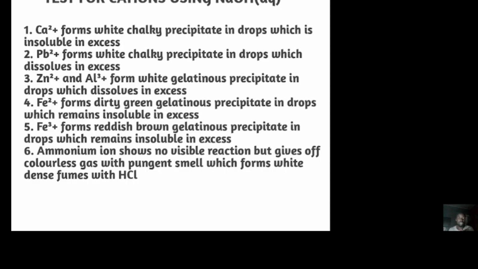Okay, so moving ahead, that is what we refer to as the white gelatinous precipitate. So we continue our journey. Now, moving down to the next one, iron 2. Whenever it is iron 2 plus, think about dirty green. And that dirty green is a gelatinous precipitate, which means it is going to be floating or hanging in drops. But when you now put excess NaOH, it will still remain insoluble. I hope we know why. Because iron 2 is not amphoteric. It will not dissolve in excess NaOH. That's why you find out that for iron 2, you are considering a dirty green gelatinous precipitate.